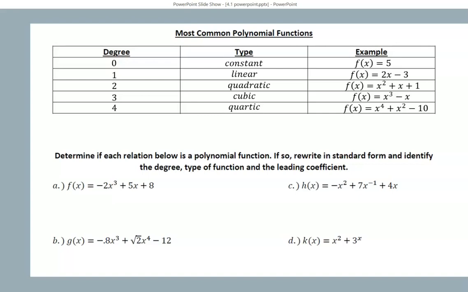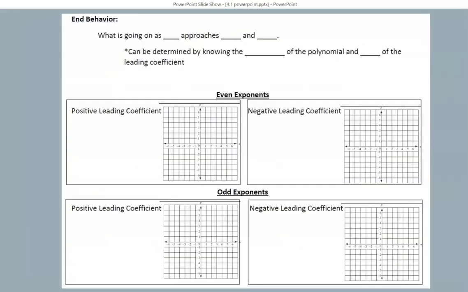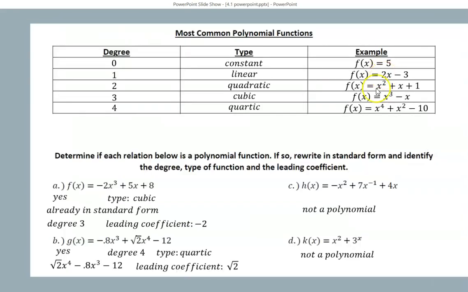So you should have paused the video. You should have done these. So I'm going to really quick put all these up here. Oops, too far. There we go. And go through them. So C was no. D was no. So that was done. Those 2 are done. Over here, these were both your yeses. So yes, they are polynomials.